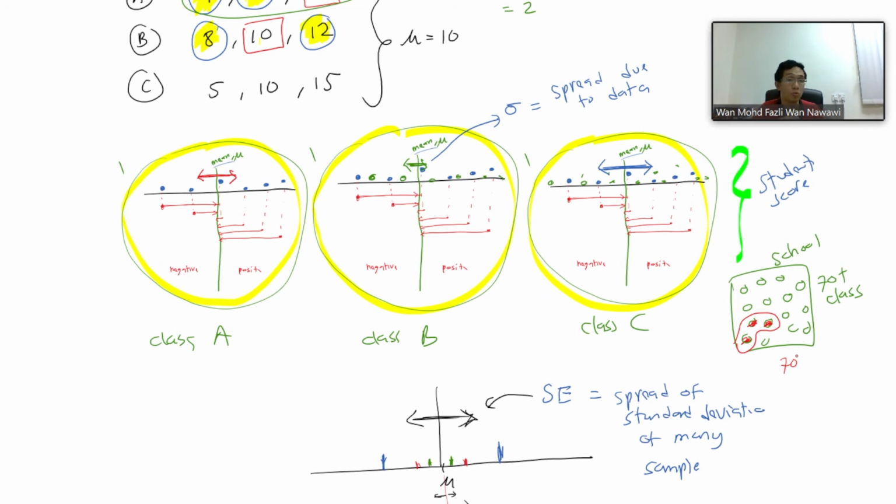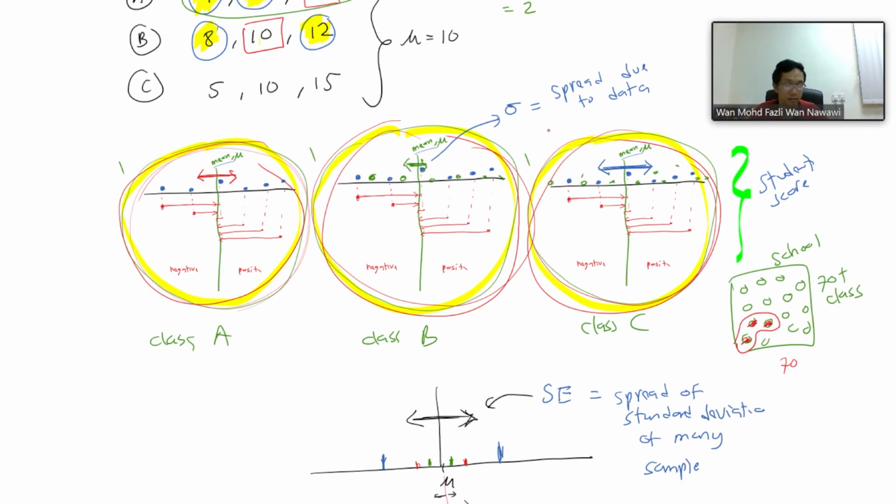So that's what you do when you do sampling. But let's say this is the only thing that you are interested in. You're not interested in projecting your data to the whole population. Then this is your population, class A, class B, class C. So that's the only population. You have 3 populations only.